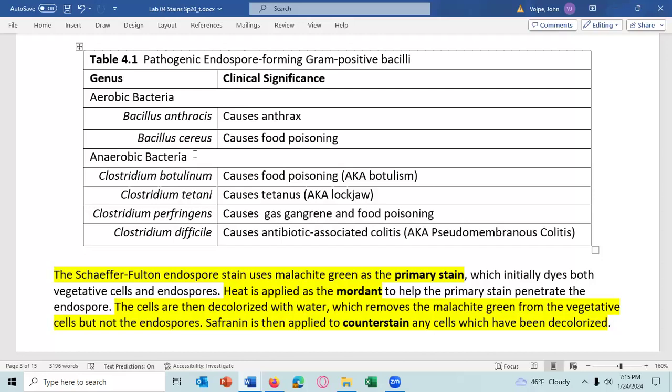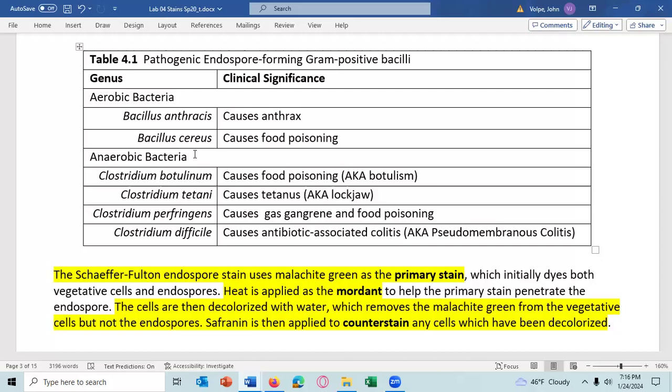The Schaefer-Fulton stain is a stain used to stain the endospores, and it uses the stain malachite green as the primary stain. A mordant, which is usually, I think, iodine again, is used. The cells are then decolorized with water. In this case, we're not really applying any chemical except for the water itself. The water pulls the malachite green from the vegetative parent cells, but the malachite green is not removed from the cells that have an endospore in them.